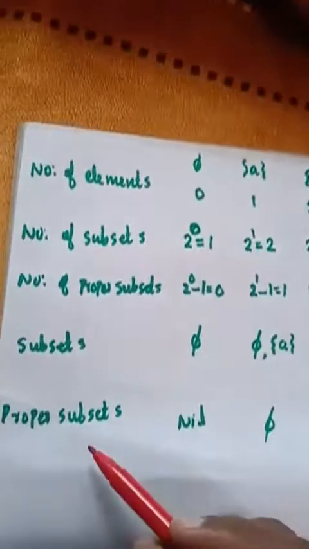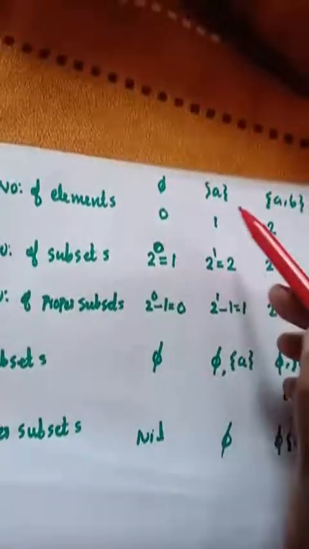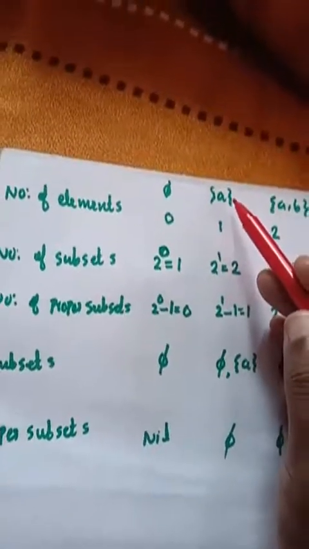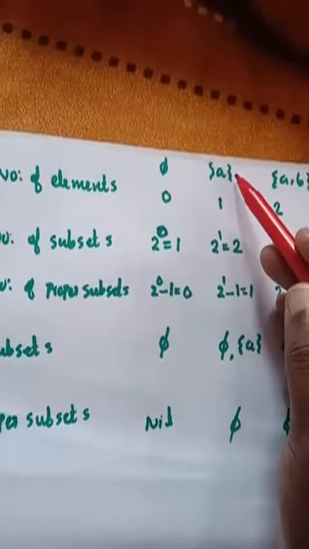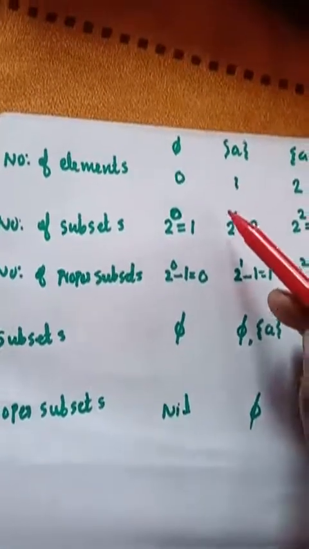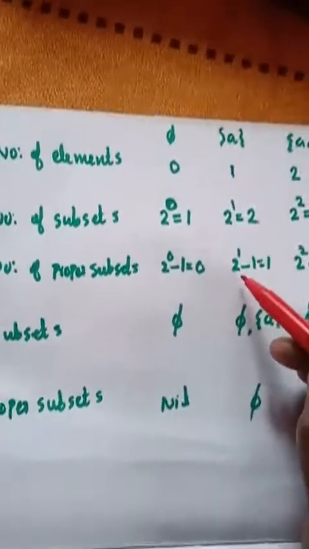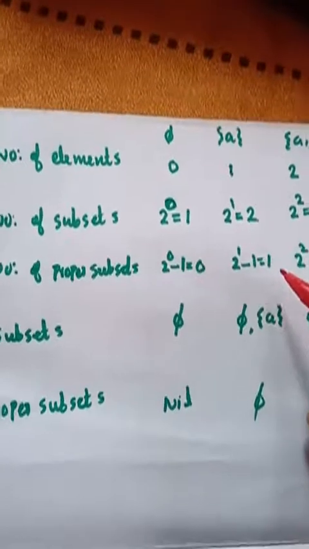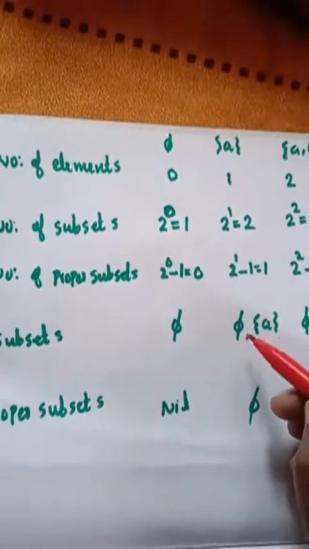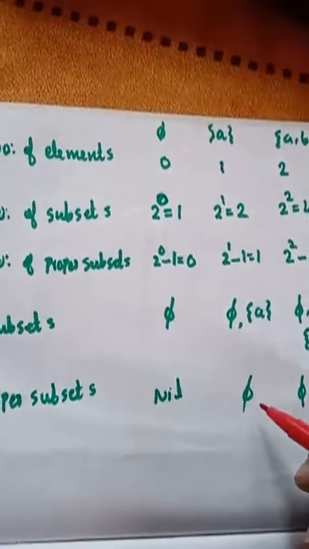Null set has no proper subset. Then number of elements, here look at this set A. Number of elements here is 1. Number of subsets is 2 raised to 1, that is 2. Number of proper subsets is 2 minus 1, that is 1. And can you say which are the elements? The null set and A. And proper subset means nothing.